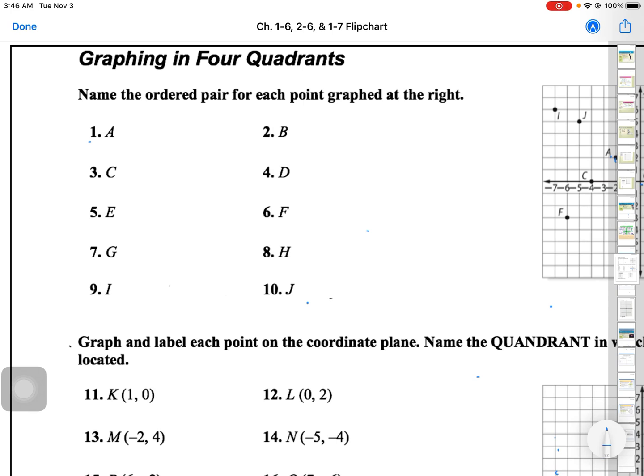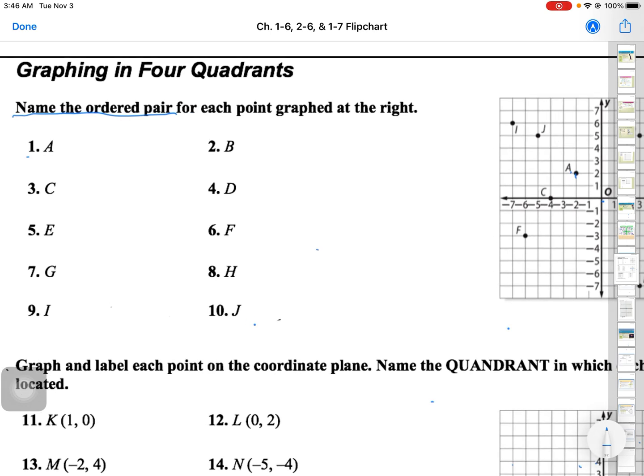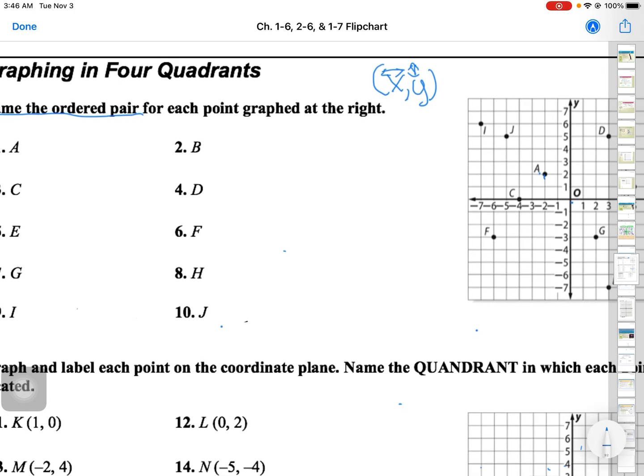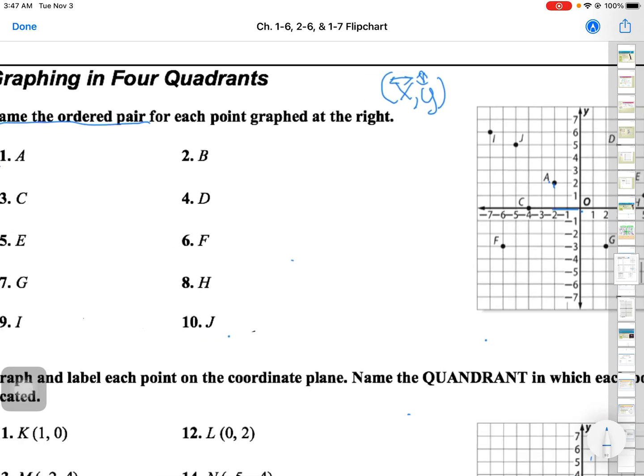I believe it's titled Chapter 2-6 Practice. In the first section, we are going to name the ordered pair for each point graphed over here. And again, I like to remind myself that ordered pairs are (x, y): over first and then up or down. So coming over here to point A, I need to go over -2, up 2.